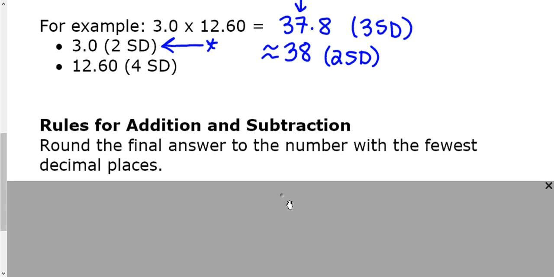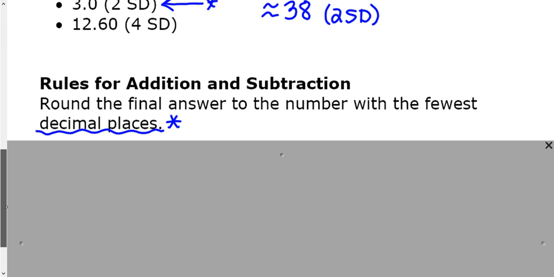What happens now when you have addition or subtraction? This one's a little different. We see it pop up here and there, but it's not going to be every single time we do a calculation. So for this problem, you're going to round your final answer to the number with the fewest decimal places. This is different. So let's take a look at an example together.